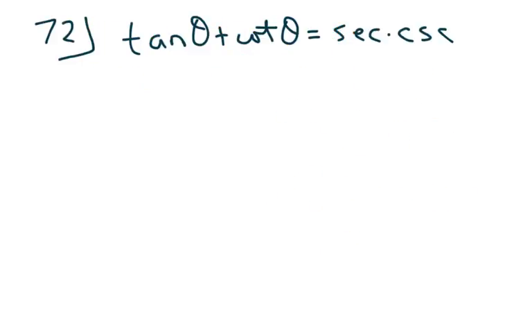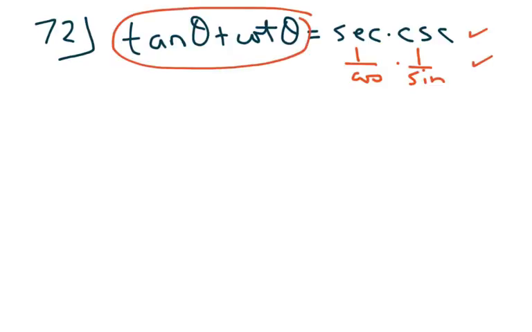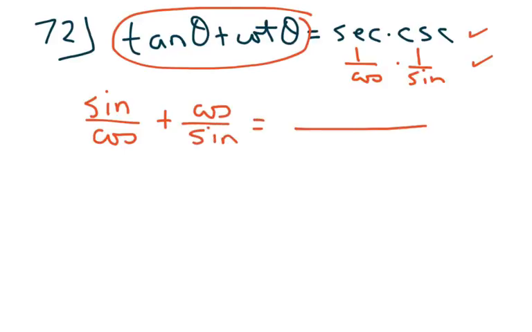Okay, in 72, we are going to split this up. Again, kind of notice what this is. This is 1 over cosine. This is 1 over sine. So we either want this to look like this or this. Since this is all sine and cosine, I'm going to rewrite these in terms of sine and cosine, which is a sine over cosine plus cosine over sine. I'm going to write it over a common denominator, which is cosine sine, kind of crossing here.